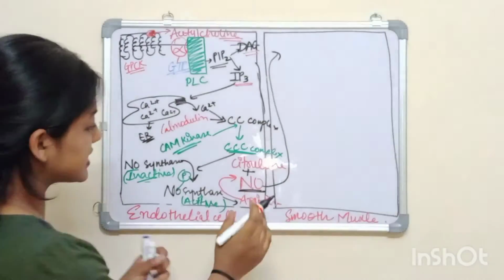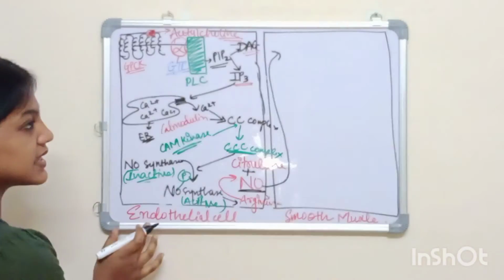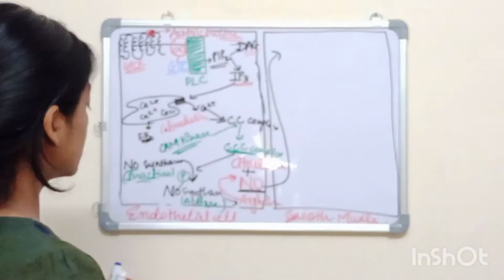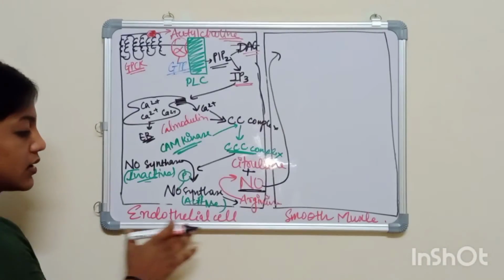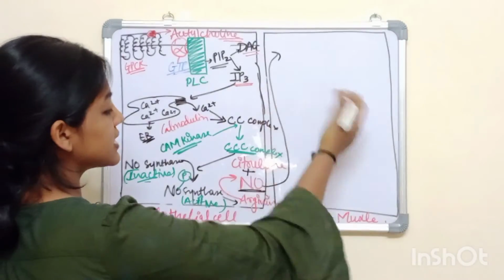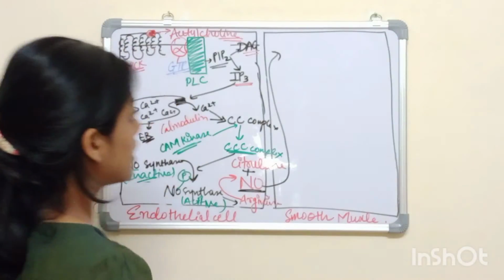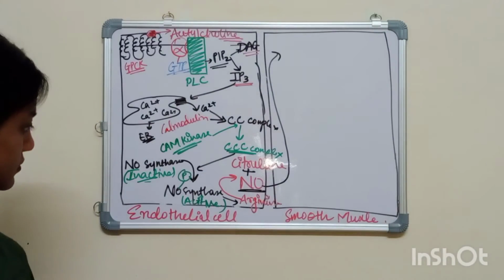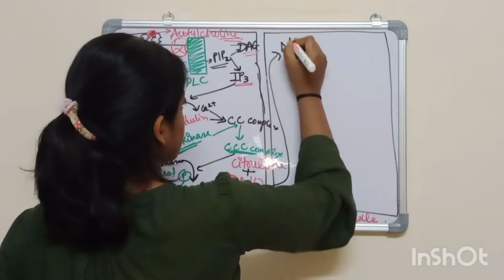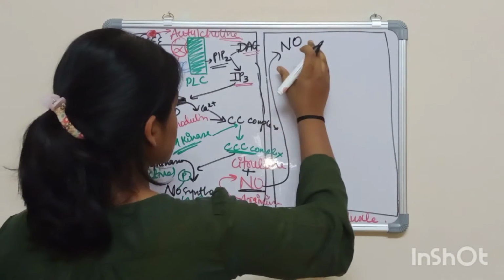The NO is basically synthesized in the endothelial cell, or the tunica interna layer, and this NO then diffuses into the tunica media or smooth muscle layer. Now what happens? Let's see. This NO is present here. It diffused and it goes here.